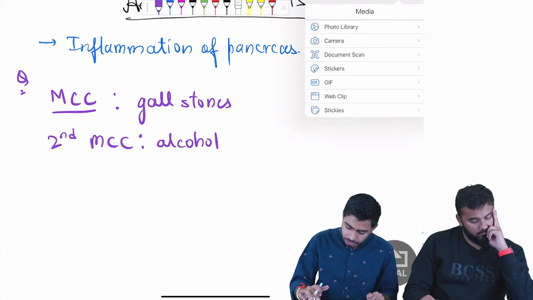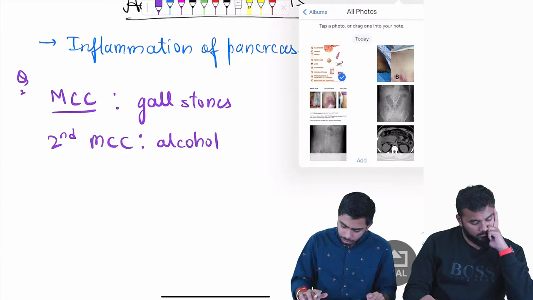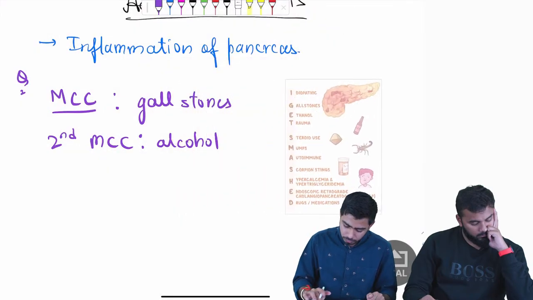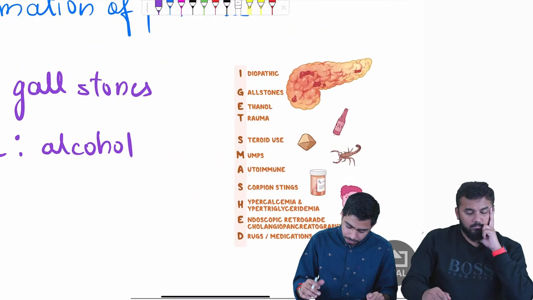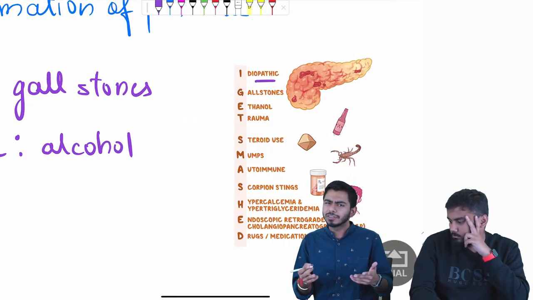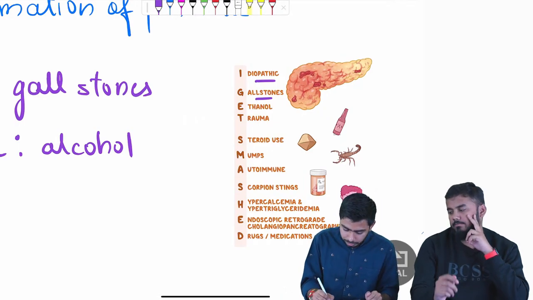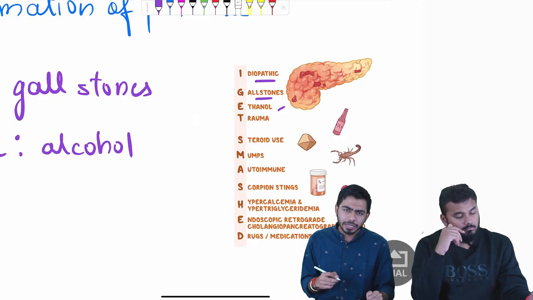Other than that, we have several causes of acute pancreatitis. I will not waste time by writing all of those. Just look over here. If we do not know the cause, it will simply be idiopathic. Otherwise, gallstone, that is the most common cause I told you. Then ethanol or alcohol consumption can be the cause.